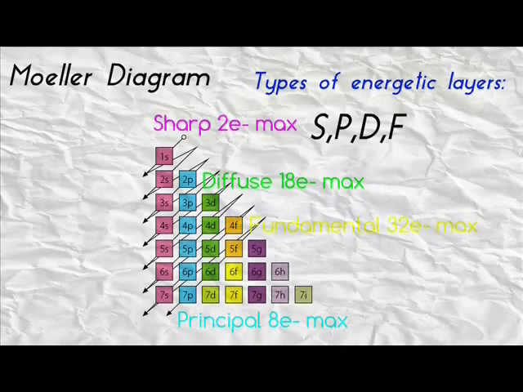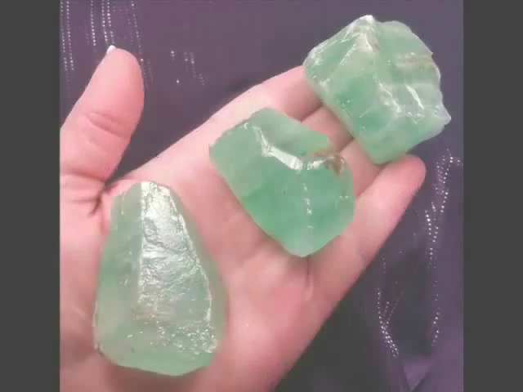The most common energetic layers are the layers S, P, D, and F. The sharp S layer can hold a maximum of 2 electrons. The principal or P layer can hold a maximum of 6 electrons. The diffuse or D layer can hold a maximum of 10 electrons, and the fundamental or F layer can hold a maximum of 14 electrons.